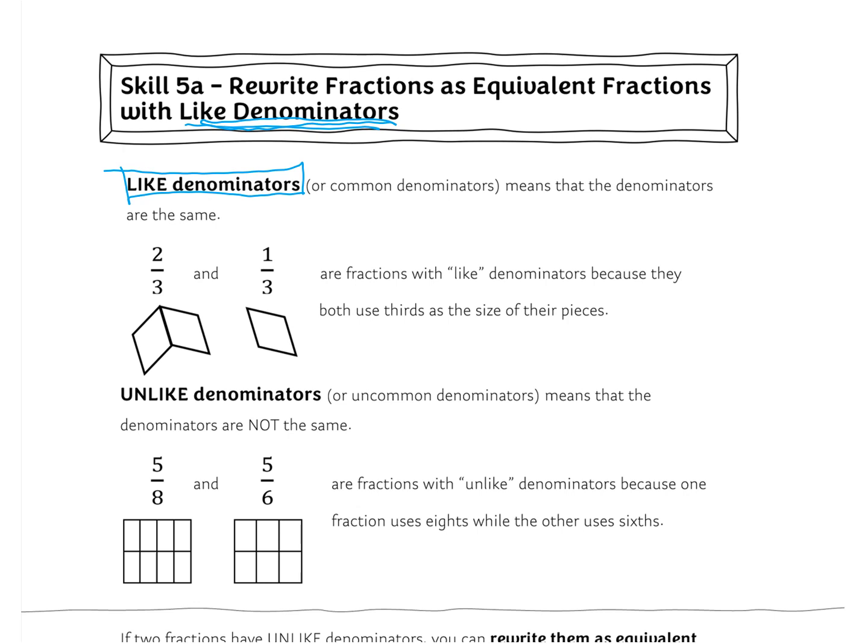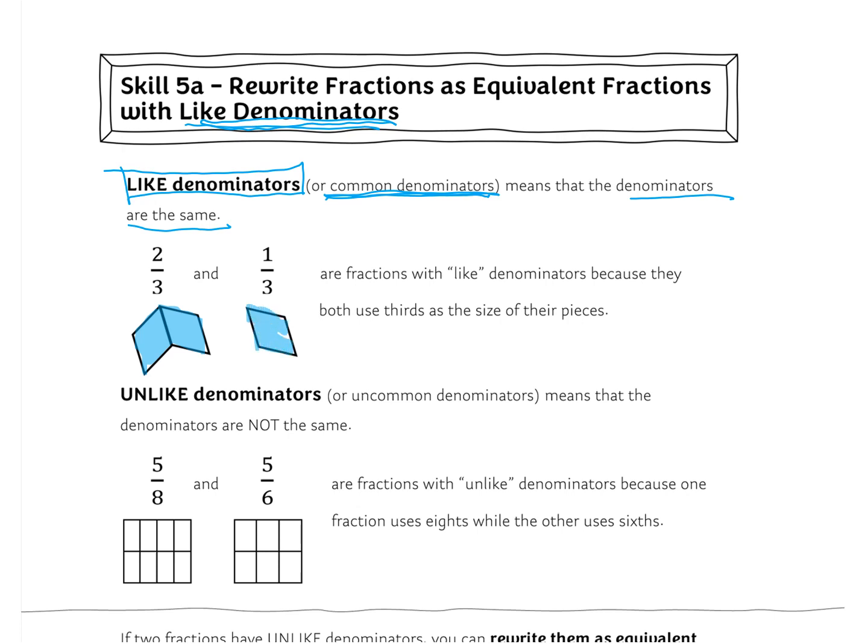Sometimes like denominators are also called common denominators. That means the same thing, but the big idea is that like denominators or common denominators means that the denominators are the same. So below we have this example of 2/3 and 1/3. These are those 1/3 piece pattern blocks. I'm going to color them in blue to show that they're those blue pattern blocks.